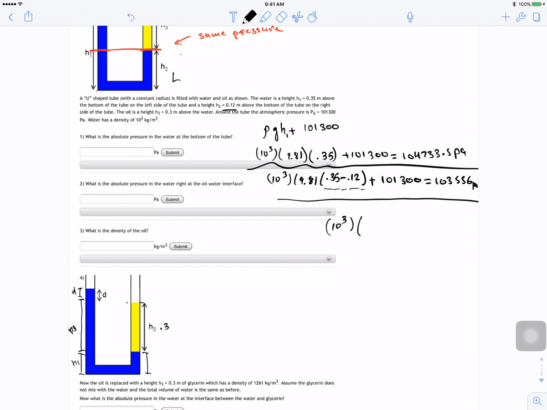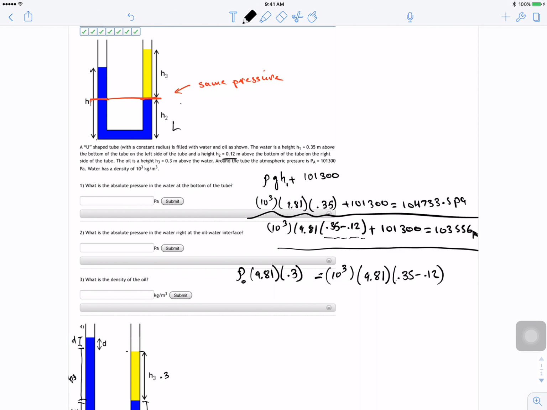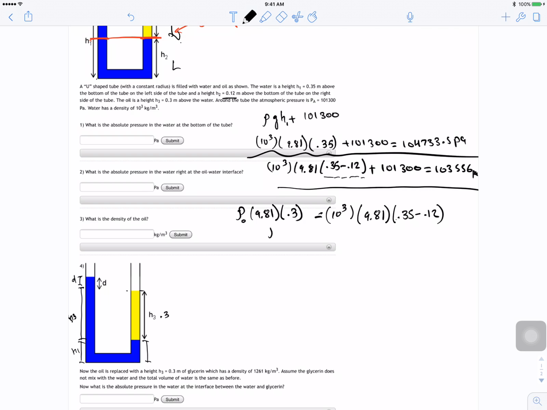So 10 to the 3, 9.81, and then we do 0.35 minus 0.12. So we do the same thing we found in here, and then we set it equal to the density of the oil times 9.81 times 0.3. 0.3 is the distance from here to here, H3. From there you get the density of the oil to be 766.66 kilograms per meter cubed.